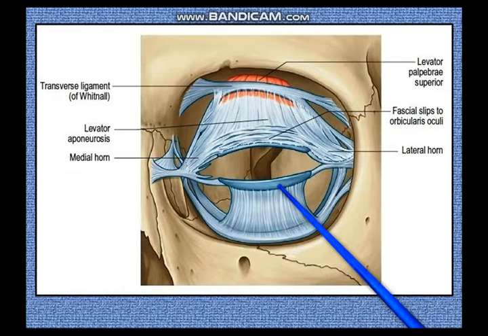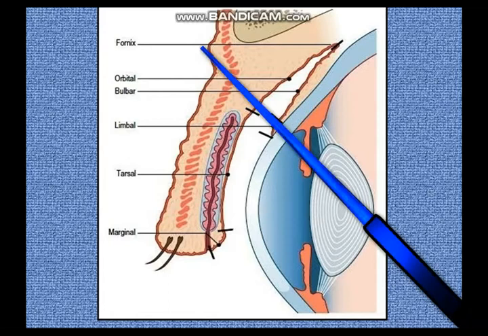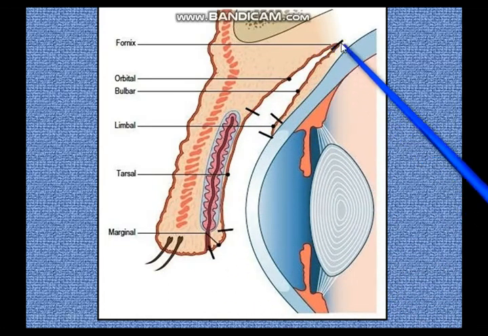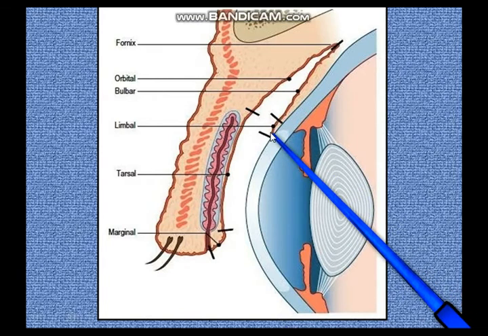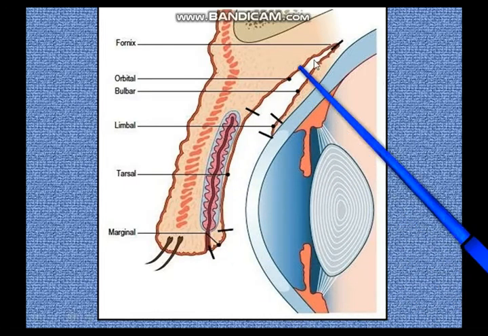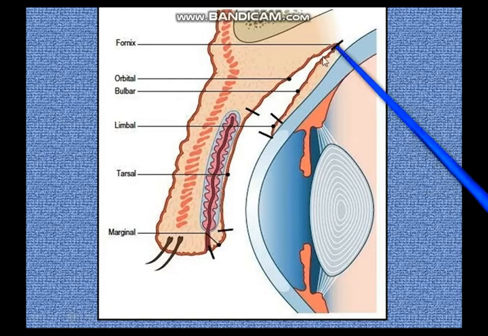Let us go to the next picture. In this picture you can see actually the parts of the conjunctiva. You have the palpebral conjunctiva behind the eyelid, and you have the bulbar conjunctiva over the exposed part of the eyeball. Now of the palpebral conjunctiva you have a marginal part, you have a tarsal part, you have an orbital part up to the fornix. The fornix is the pocket.